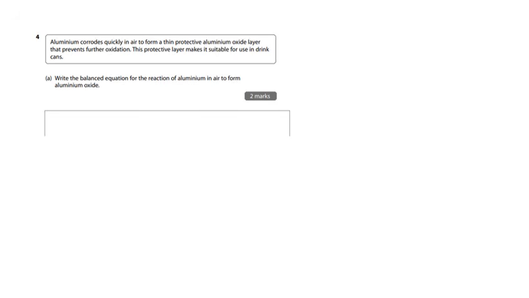The first thing I need to know, if I haven't learnt it, is the formula for aluminium oxide. So I'm going to start with that, okay? What's the formula for aluminium oxide? Well, aluminium is in group 3, and that means an aluminium ion is Al3+. Now, oxygen is in group 6, so an oxide ion is 2-.